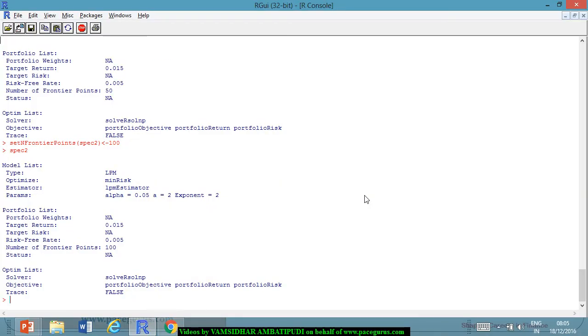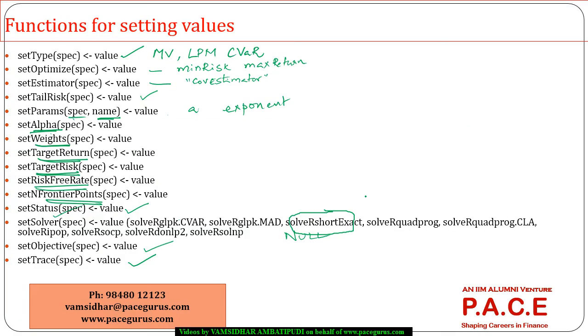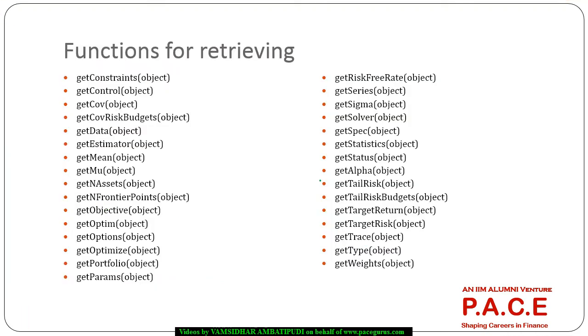Now based on this, I want to go ahead in terms of building my different kinds of portfolios, right? So get functions, we will use all these get functions. Once we have built one kind of a portfolio, we will retrieve all these things associated with that portfolio that we have created, right?